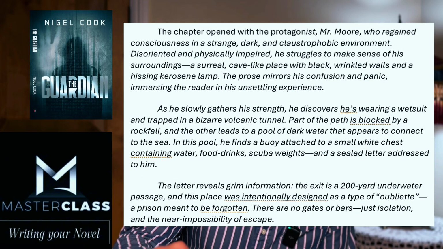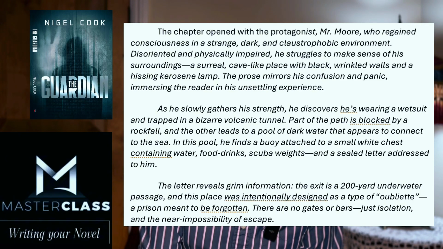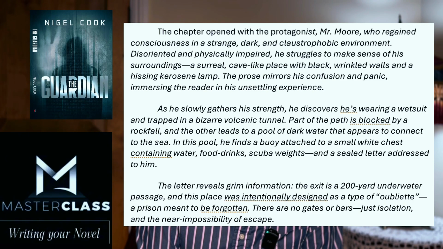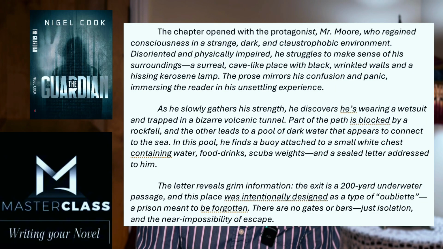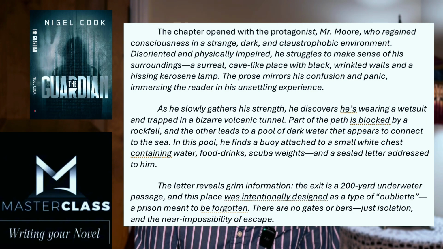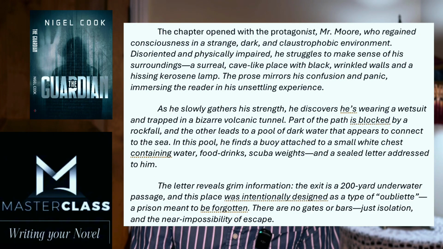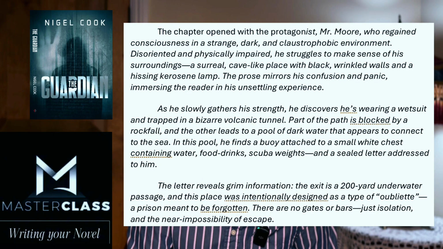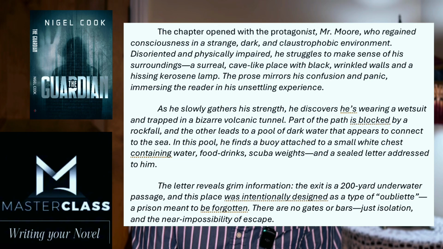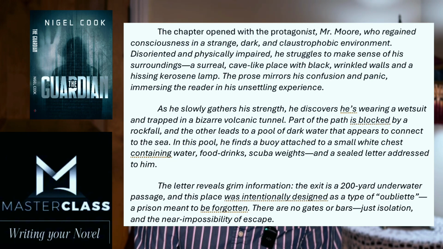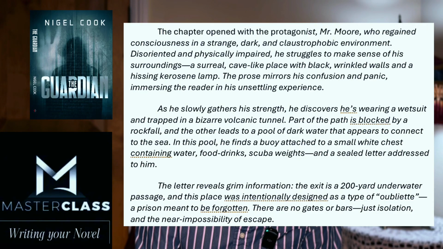As he slowly gathers his strength, he discovers he's wearing a wetsuit and trapped in a bizarre volcanic tunnel. Part of the path is blocked by a rock fall, and the other leads to a pool of dark water that appears to connect to the sea. In this pool, he finds a buoy attached to a small white chest containing water, food, drinks, scuba weights, and a sealed letter addressed to him.